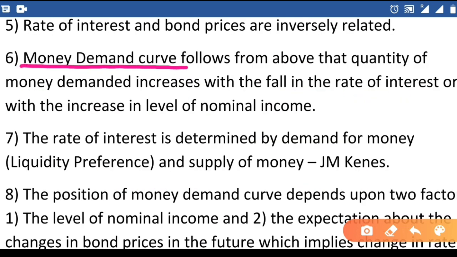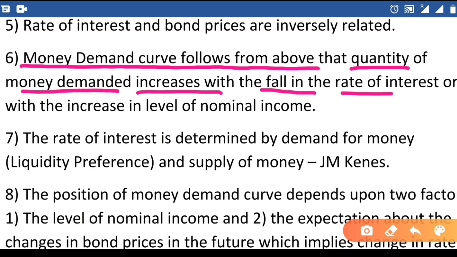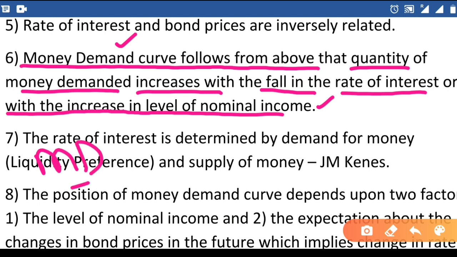The money demand curve follows from the above: the quantity of money demanded increases with the fall in the rate of interest or with the increase in the level of nominal income. So for example, the money demand curve. Here money demand increases with a fall in interest rate and increases with nominal income. So here this is money demand.